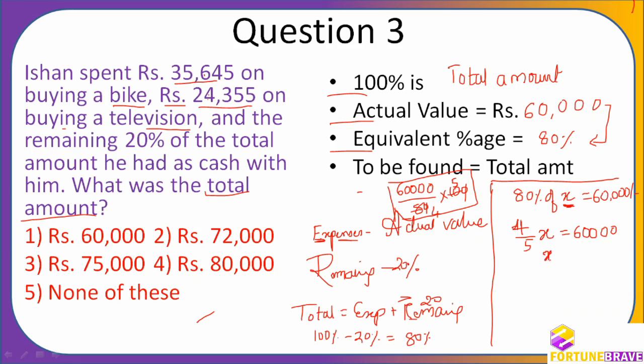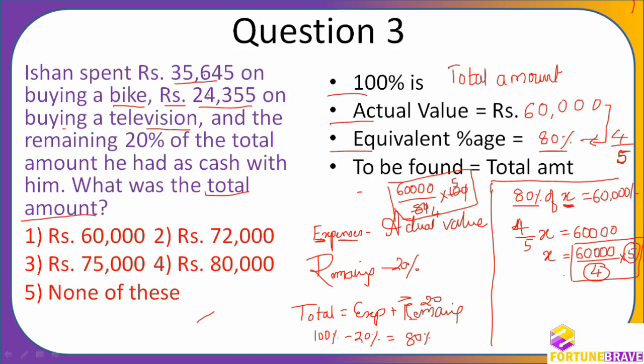So if I want to find out x, I'll do 60,000 divided by 4, and this 5 will become multiplied by 5. This 4 and 5 are what numbers, my dear friend? These are the numbers which are the converted fraction of 80%. So you should be able to do this directly. Whenever we find that we can convert this percentage into 4 by 5, I should be able to do this.